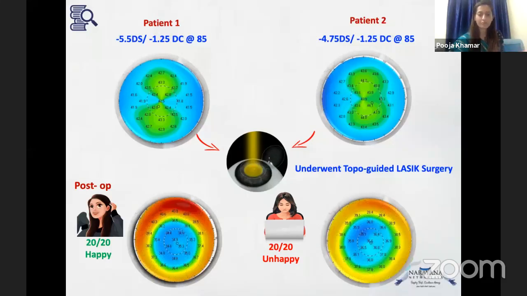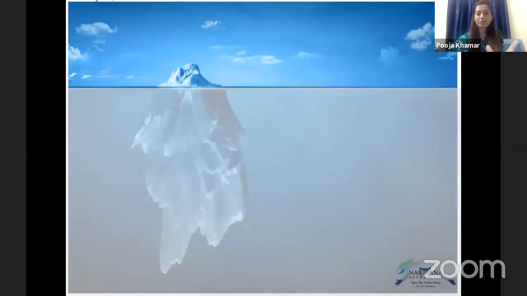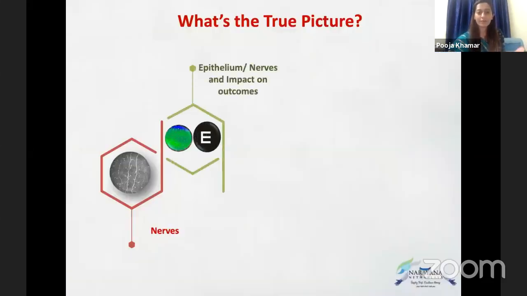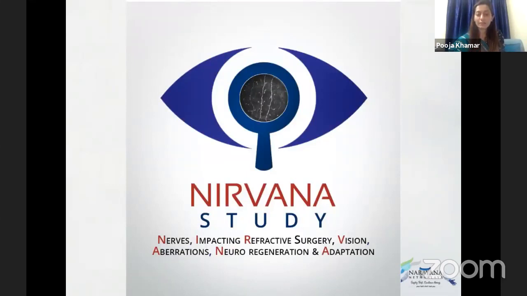The topography of both patients post-operatively is similar, a well-centered ablation, everything is fine. What we refractive surgeons a lot of the time concentrate on is just the tip of the iceberg. However, we forget to see what's hidden beneath, and we need to start decoding. So my presentation is going to be concentrated on how this amazing tool can help us in decoding these cases. The first part of my talk is how the epithelium or nerves can impact the outcomes of refractive surgery. Me with Dr. Rohit Shetty, we in our team have started this study where we see the nerves which impact refractive surgery and its outcomes in different aspects.